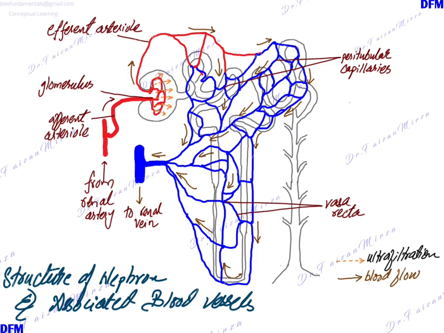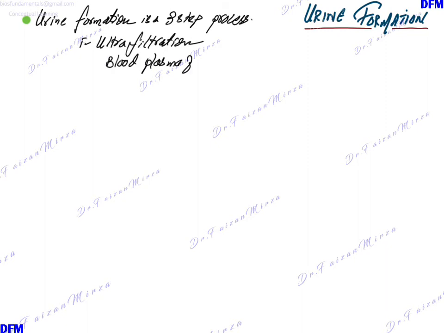This brings us to urine formation. Urine formation is a three-step process, and in these three steps, urine forms as the blood gets filtered and stuff gets reabsorbed from it and eventually secreted as well. So what's ultrafiltration?